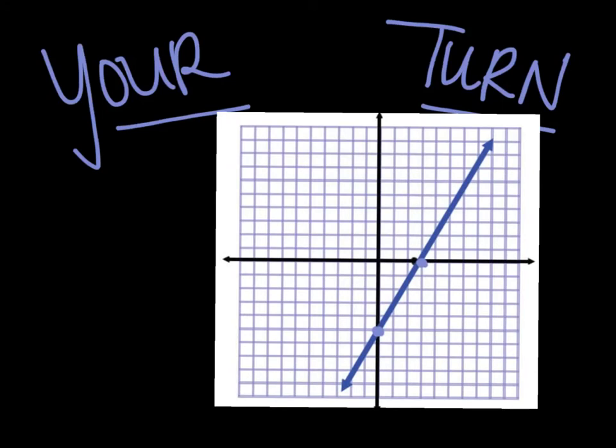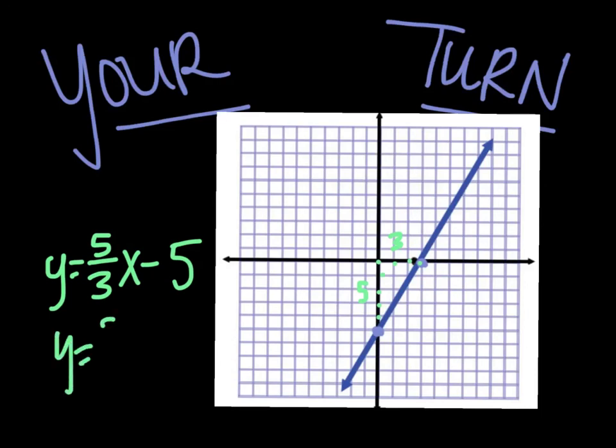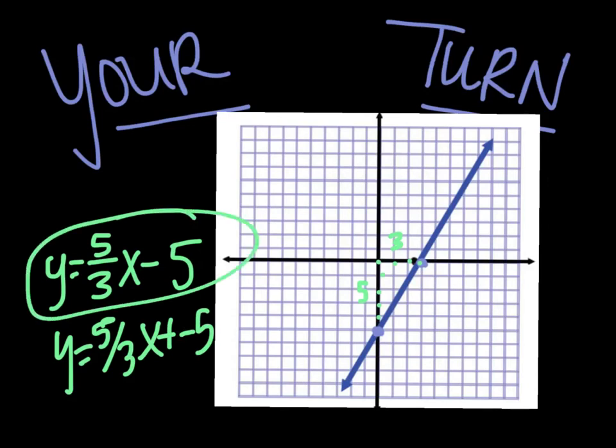All right, here we go. A slope you should have identified 1, 2, 3, 4, 5, 1, 2, 3. So y equals positive 5/3 x, and it crosses at negative 5. So y equals 5/3 x minus 5. You could have also said 5/3 x plus negative 5. Either way is fine. This one just makes you look a little bit smarter.